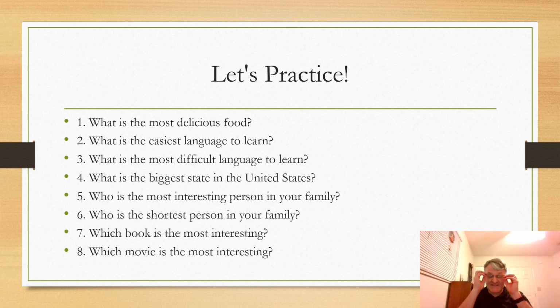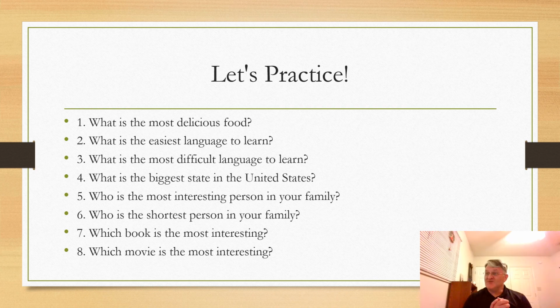What is the biggest state in the United States? I heard Arizona. I heard Texas. I heard California. Gonna have to go with the California people. California is the biggest state in the United States.